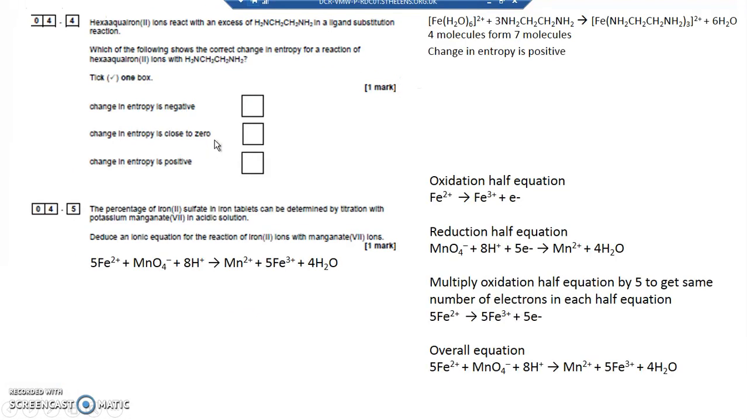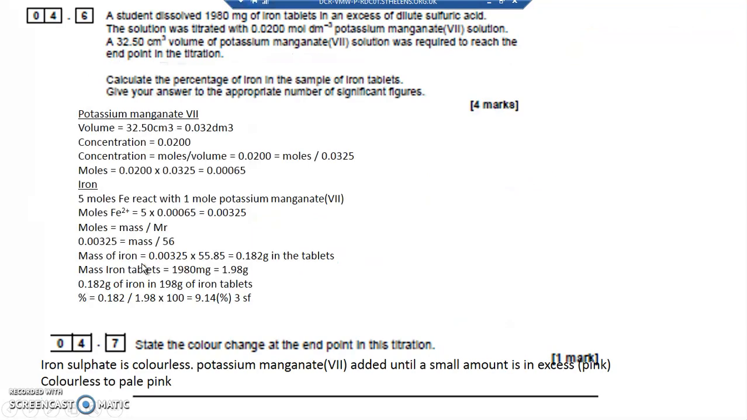Now, why did it ask me to do this equation? Well, it's asked me to create and balance this equation so that it shows that 5 moles of iron react with 1 mole of manganate 7. So I've worked out the number of moles of potassium manganate 7. The number of moles of iron are 5 times that. So if I multiply by 5, I've now got the number of moles of iron.